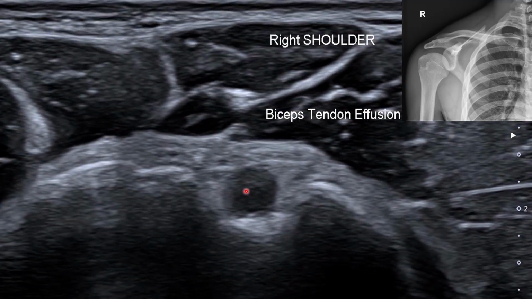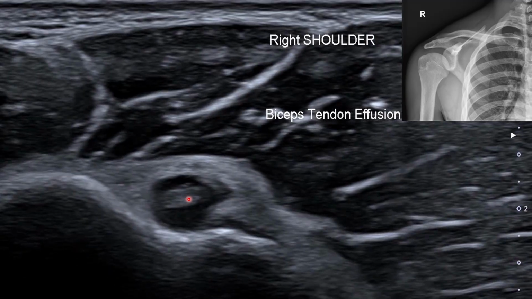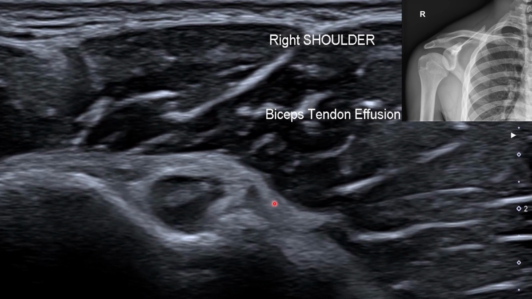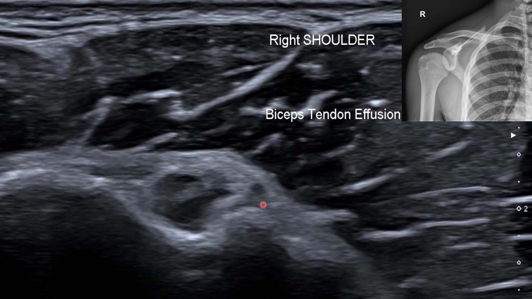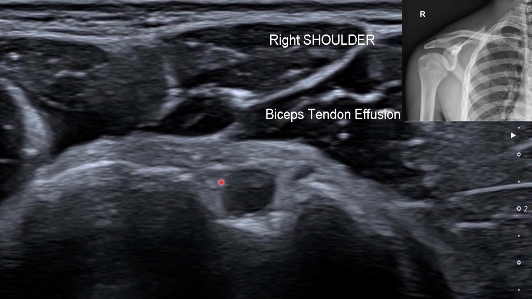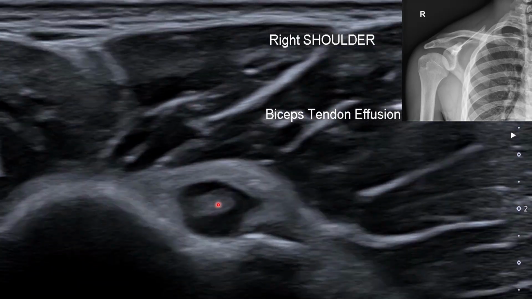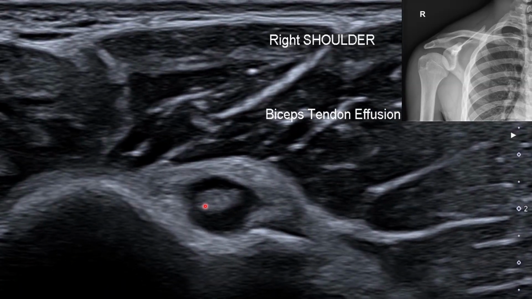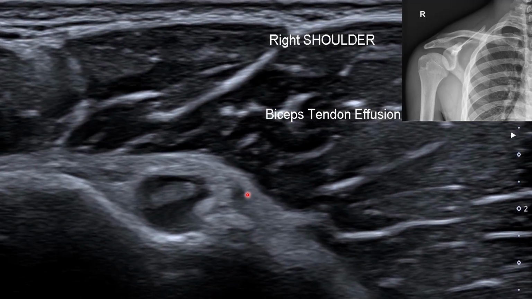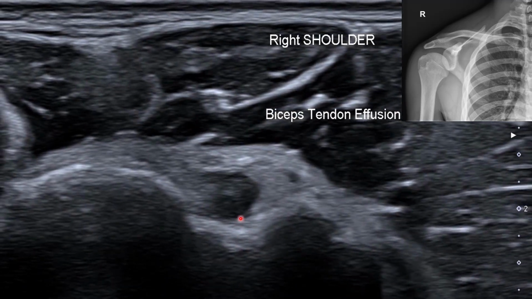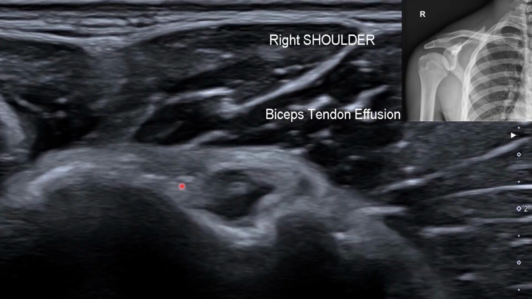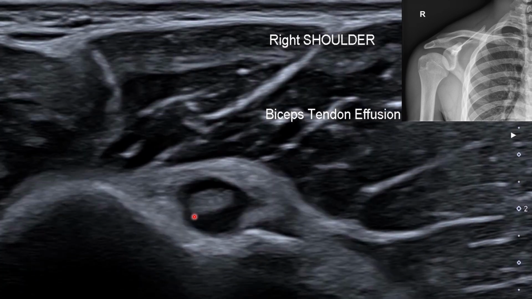So you must be careful to check the tendon in both longitudinal and then the transverse section to make sure that there is no tear of the tendon. So you see here, this fluid can collect there secondary to inflammation or infection of the biceps tendon sheath. That condition is what we call Bicipital Tenosynovitis. So this is a case of Bicipital Tenosynovitis.